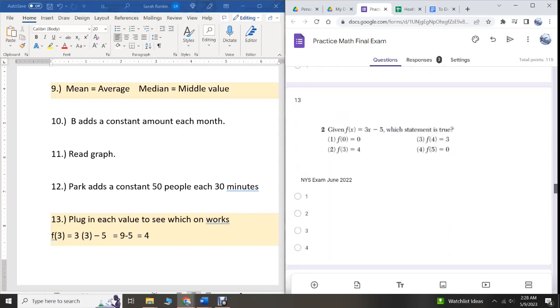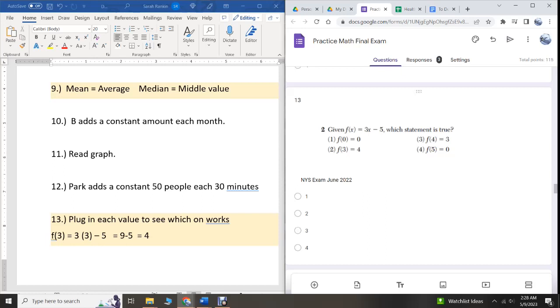Number 13, you had a little trouble with. Which statement is true? So this is another plug. So we plug 0 into our function and see if we get 0. We plug 3 into our function and see if we get 4. That happens to be the one that works. So this is just, when I plug that x value in, do I get that y value?